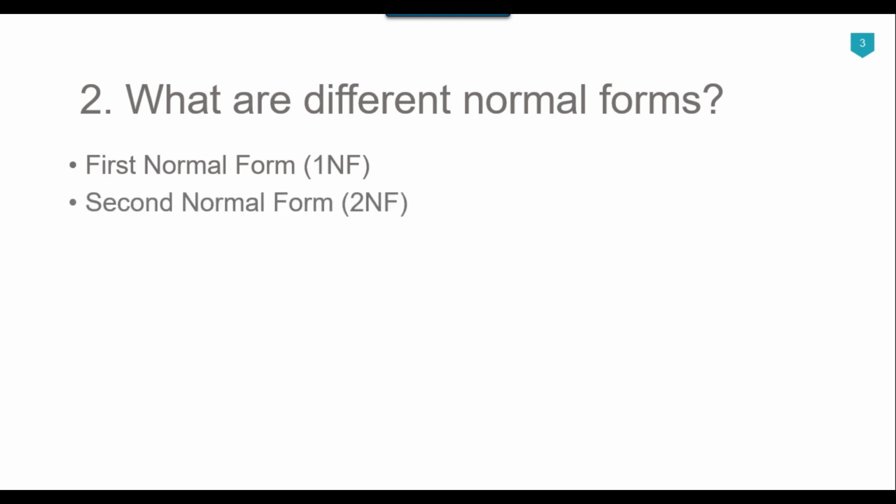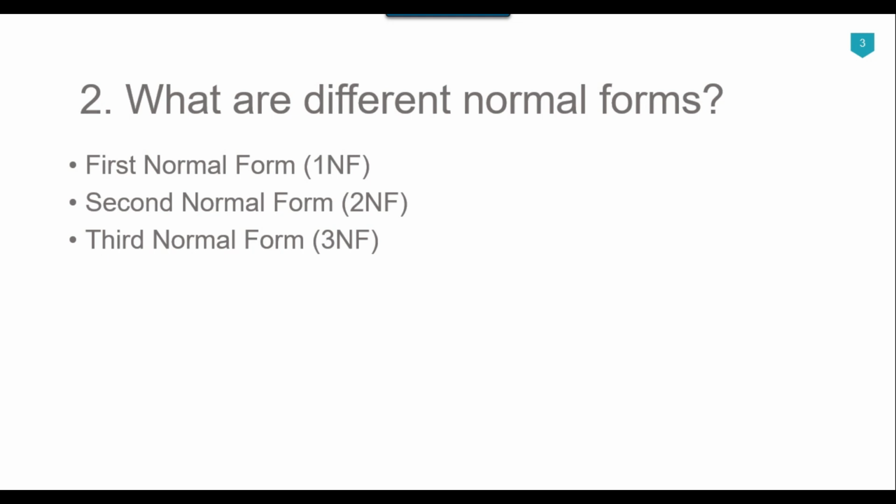Now the second one is the second normal form. For a table to be in the second normal form, it should pass two conditions. The first one is that it should be in the first normal form. And the second condition is that all non-key attributes are fully dependent on the primary key. The next one is the third normal form. For a table to be in the third normal form, it should pass two conditions. The first condition is that the table should be in the second normal form, and the second condition is that there should not be any functional dependency.